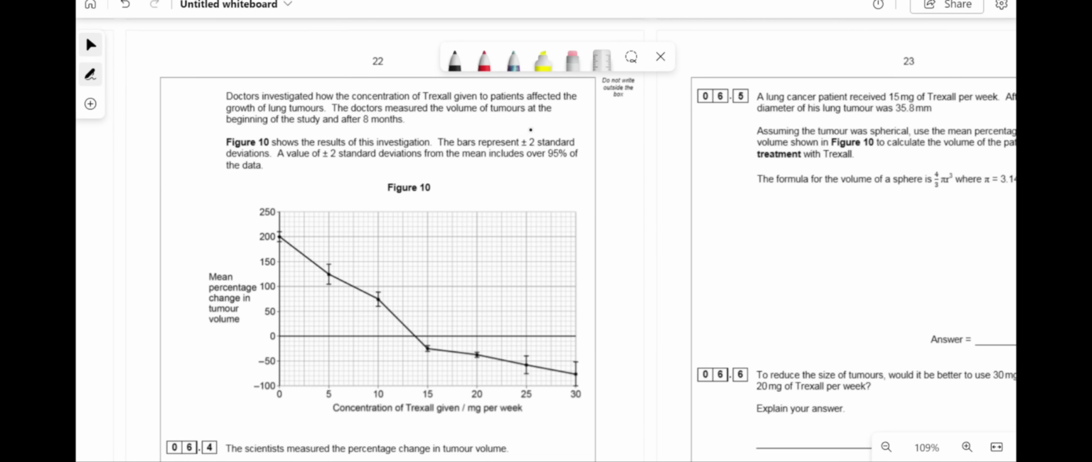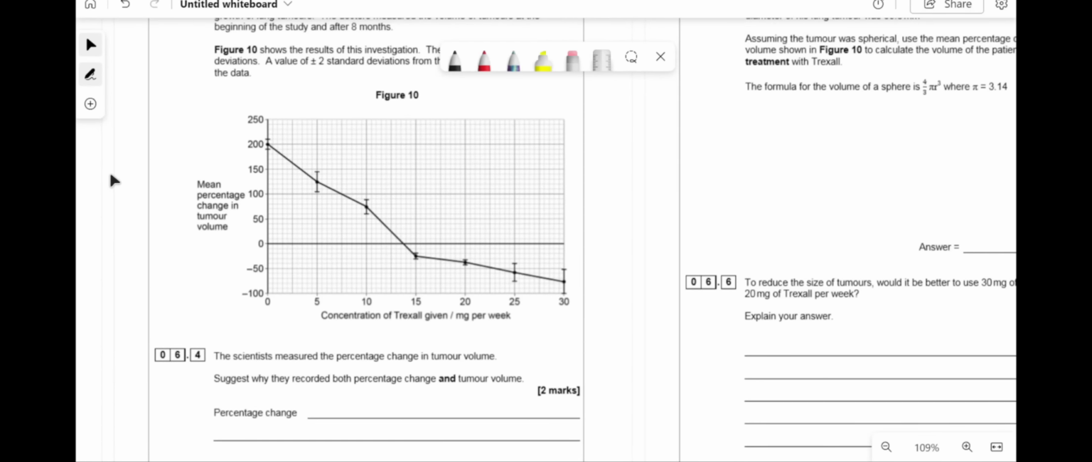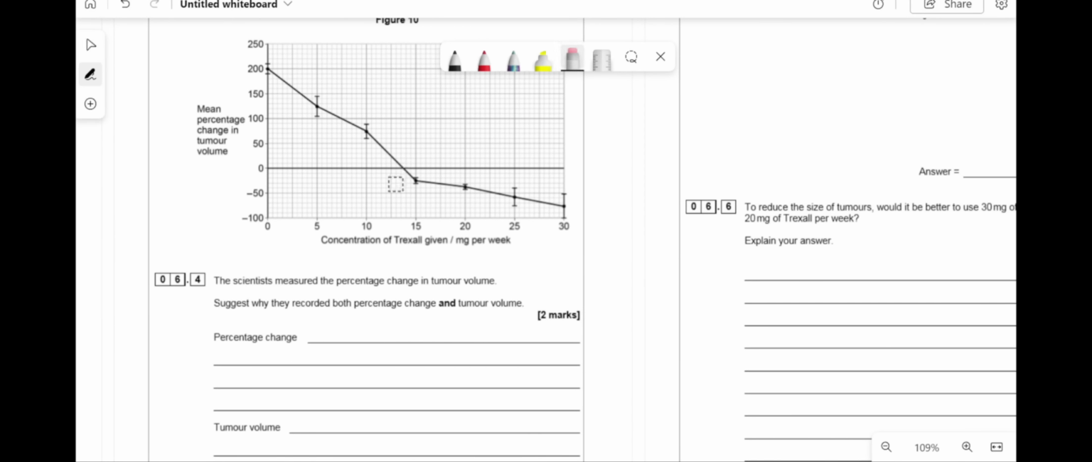Doctors investigated the concentration of Trexol given to patients affected by the growth of lung tumors. They measured the volume of lung tumors at the beginning of the study and after 8 months. The results are shown as figure 10, and the bars represent plus or minus 2 standard deviations. A value of plus or minus 2 standard deviations from the mean includes over 95% of the data. So here's what we've got going. We've got the concentration given per week and the mean change in tumor volume. You can see the volume is obviously increasing because it's positive. At the point where the line is 0, there's no mean change in volume, so the tumor isn't getting bigger or smaller. And if it's negative, it means it's getting smaller. And you've got your standard deviation bars as well.